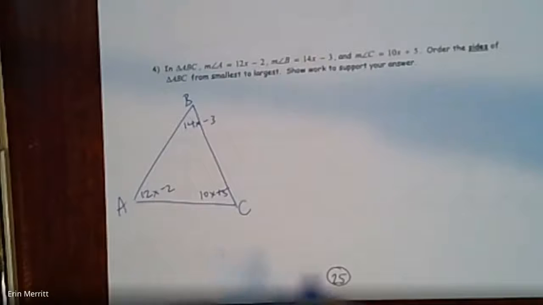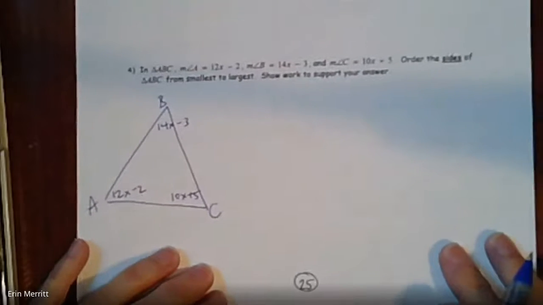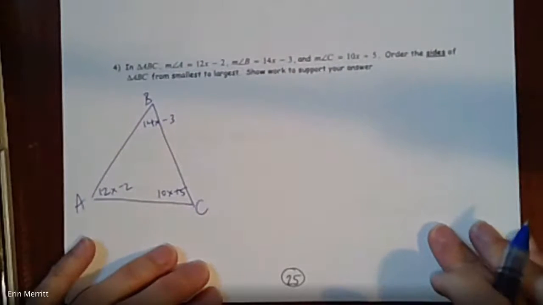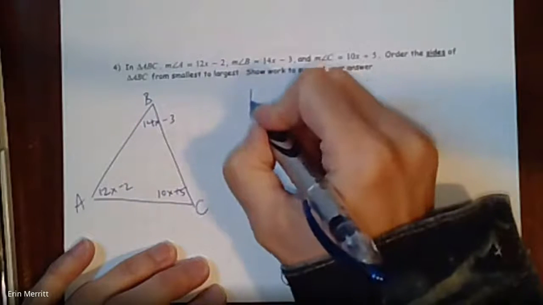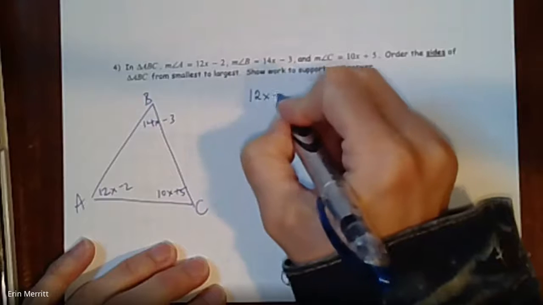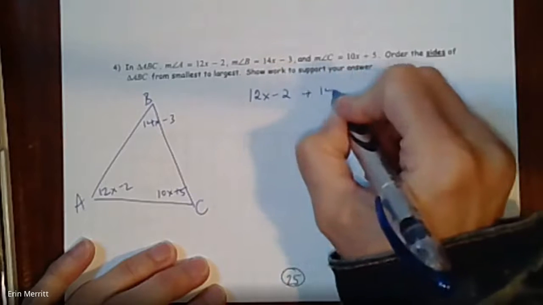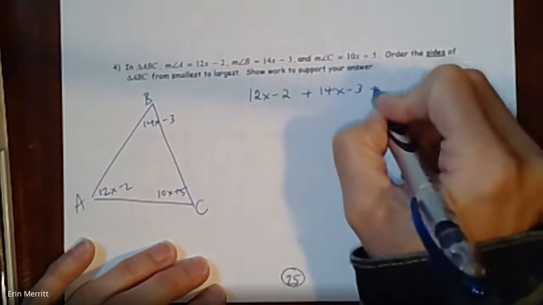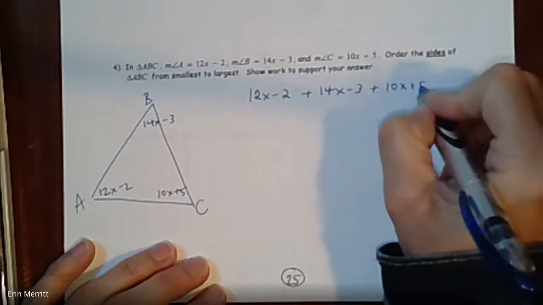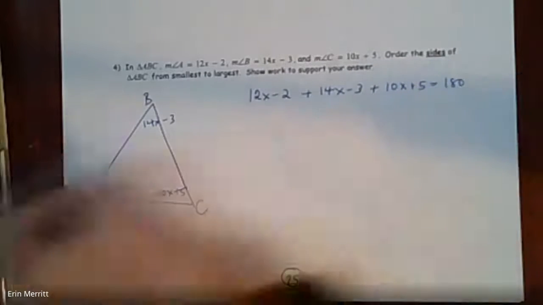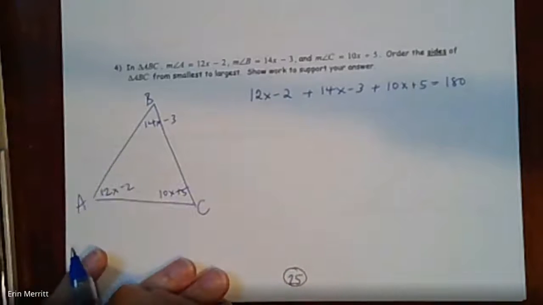All right, before we can answer anything to do with this, we need to know what the angle measures are, same as last time. So the fact that we have three of them, and we know that all the angles in a triangle add up to 180, that's where we need to start this problem. Add all of these up, set them equal to 180 degrees.